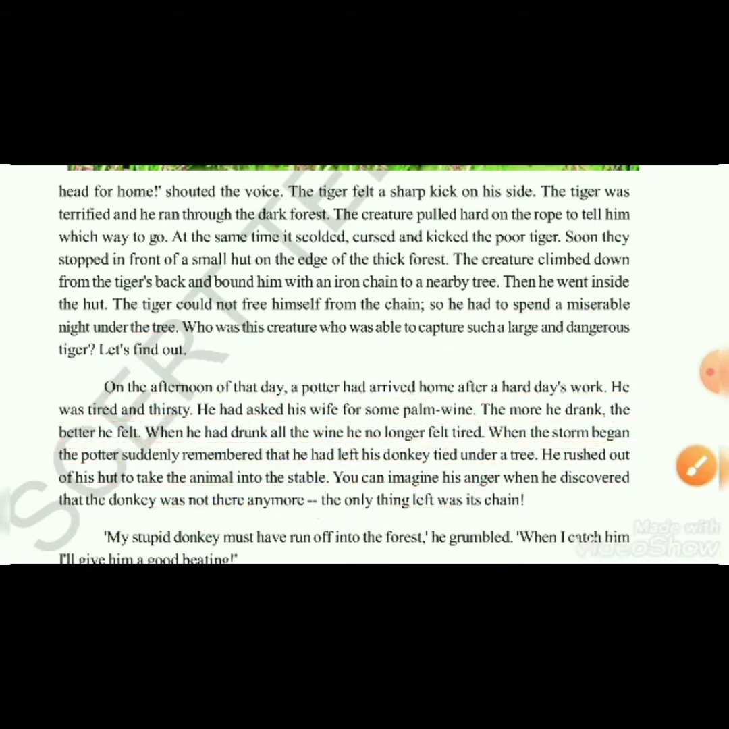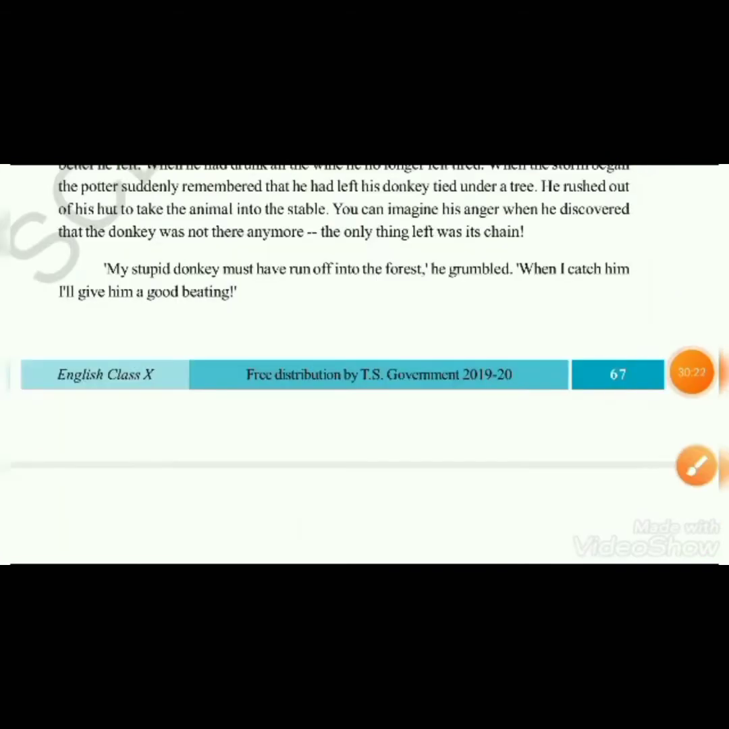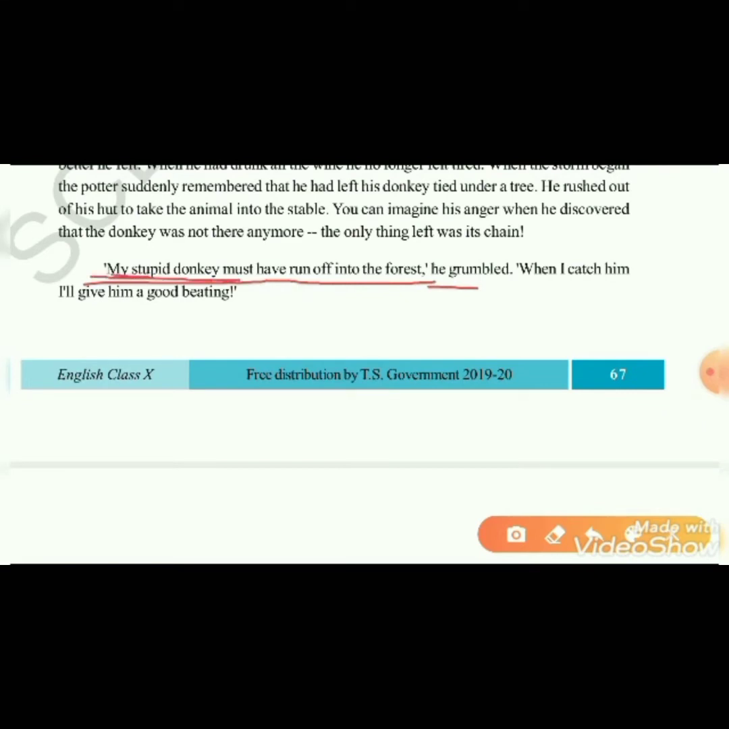The only thing left was its chain. So before he brought the tiger, when the storm started the other day, he went to bring the donkey to the stable, but he found nothing. But what was there? Only the chain was there. So how did he feel that time? He felt very angry. He was very, very angry.